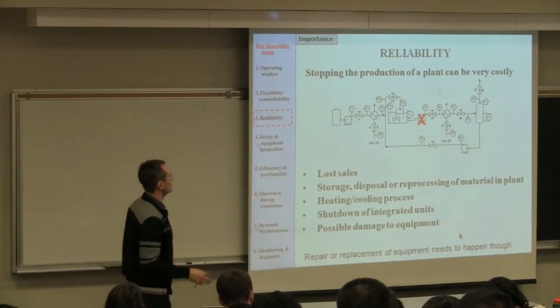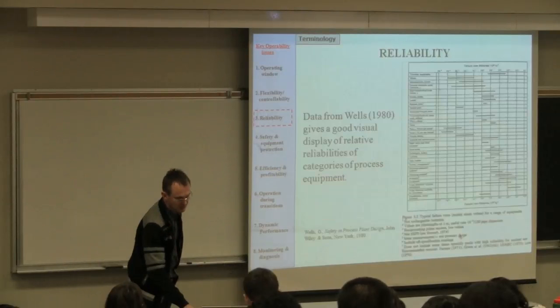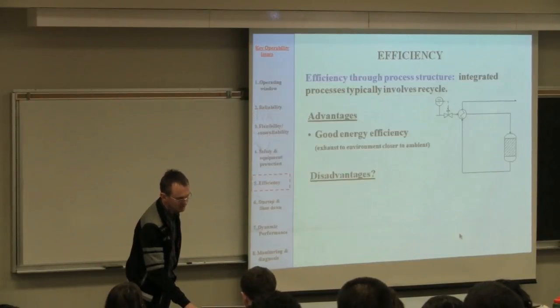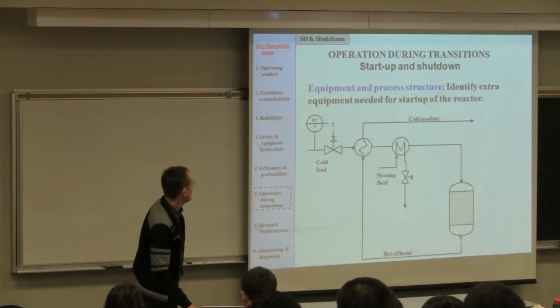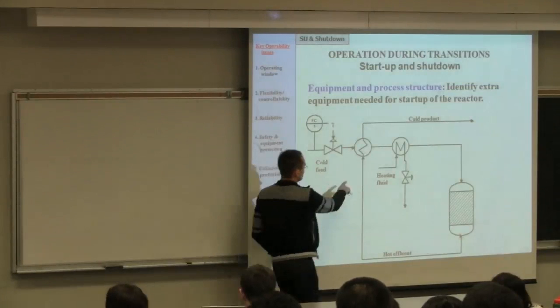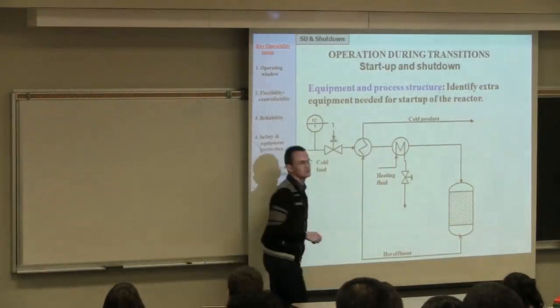So we don't want to shut down a process just when we need to make a change. Same thing here: if one of these heat exchangers went down, we've got a backup that we could be using.